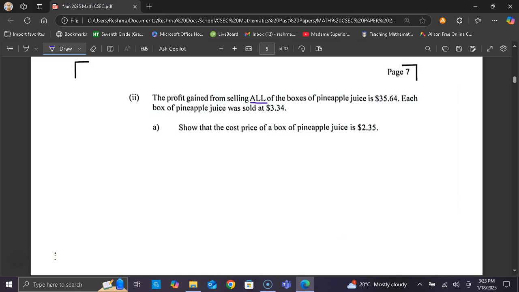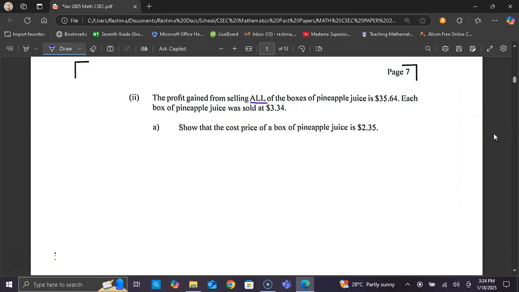So I'm going to make an assumption in this question, because I'm imagining myself in one of my students' shoes. What would they do? A lot of students would be tempted to use the $2.35 and kind of work backwards and try to get the total number of boxes of pineapple juice sold. But really and truly, that's not how you're supposed to do this question. You're supposed to, given these two values, $3.34 and $35.64, show that the cost price of 1 box of pineapple juice is $2.35. But we're missing information.